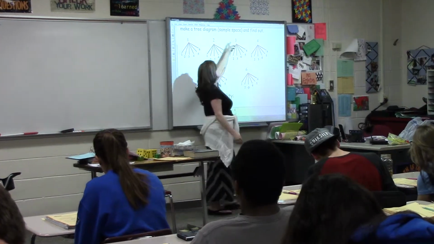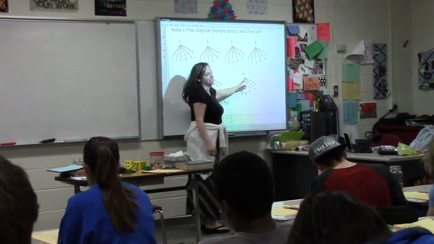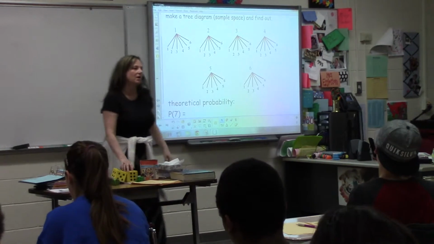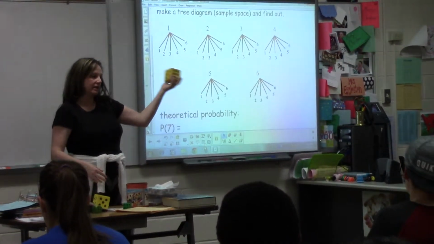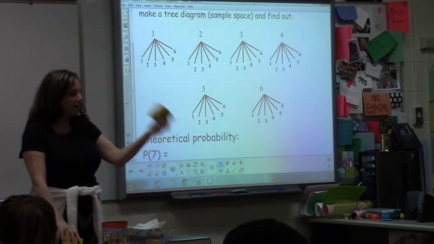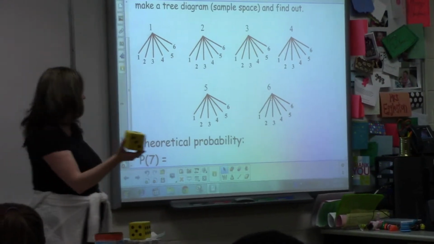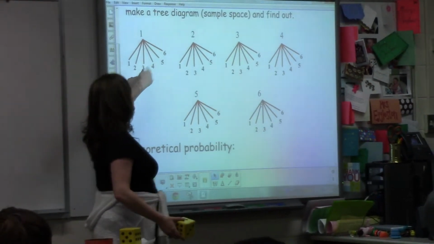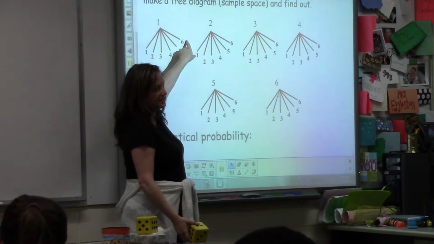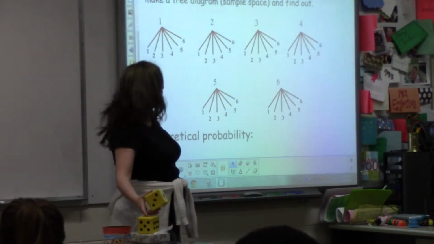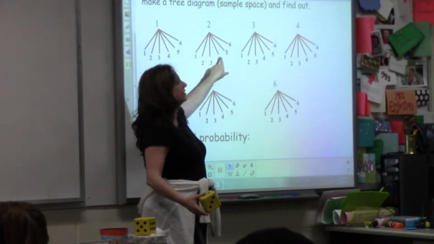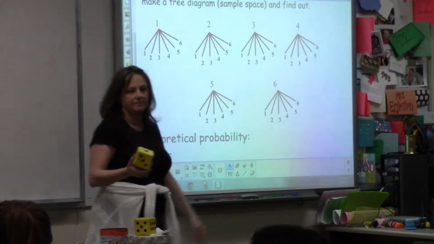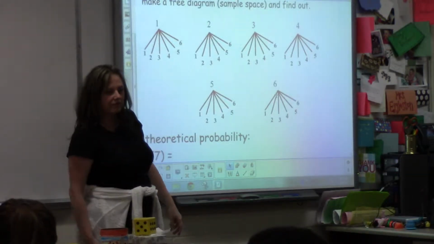Do is list 1, 2, 3, 4, 5, 6, because that's the outcome on the first die, right? I can roll anything 1 through 6. If I roll a 1 on this die, I can now roll a 1, a 2, a 3, a 4, a 5, or a 6 on the second die. If I started with a 2 on the first die, I can roll a 1, a 2, a 3, a 4, a 5, a 6 on the second die. Does that make sense, the tree diagram for that?